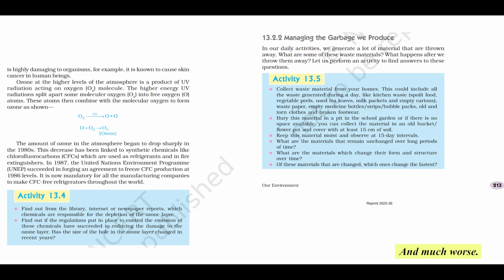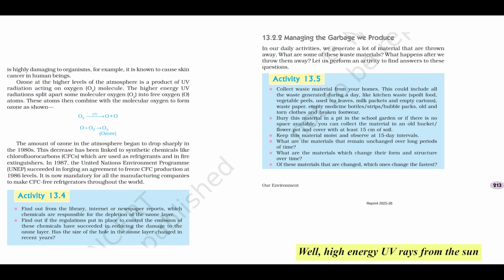Yes, and much worse. Too much UV exposure can cause skin cancer, cataracts in our eyes, and weaken our immune systems. It's damaging to plants and other organisms, too. So the ozone layer stops most of that harmful UV. Exactly, it absorbs it. Life on Earth depends on this shield. How does it form up there naturally?